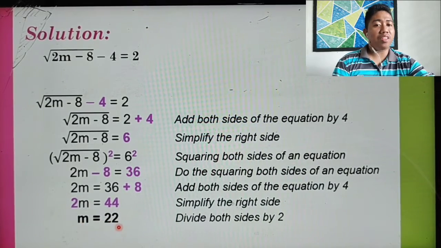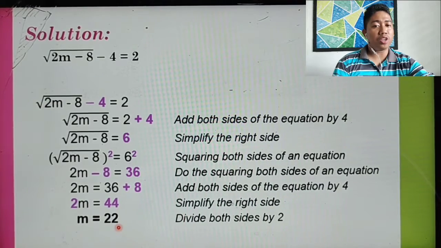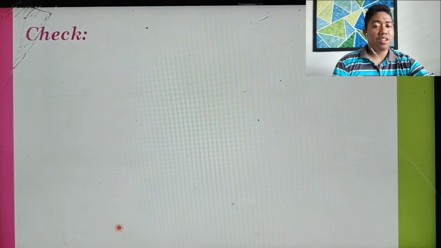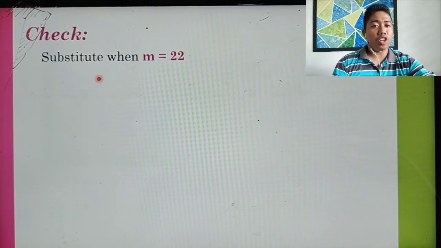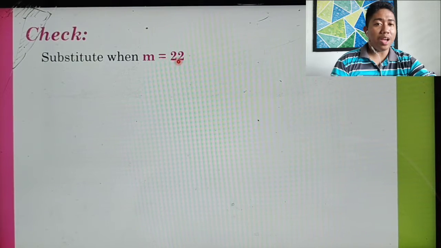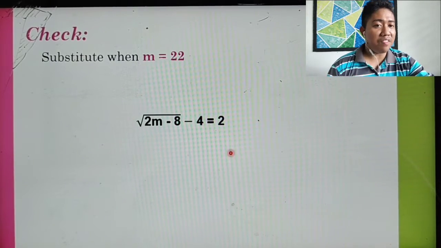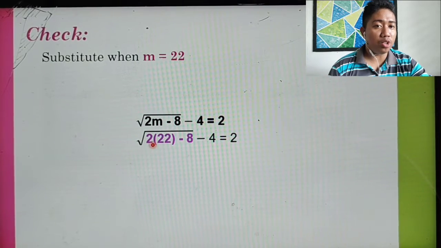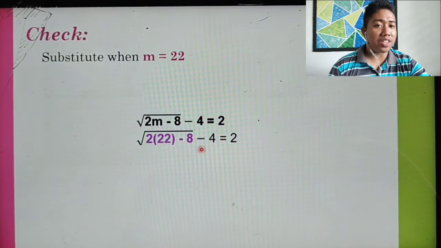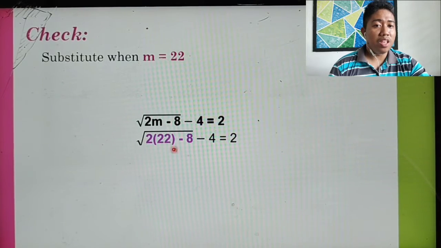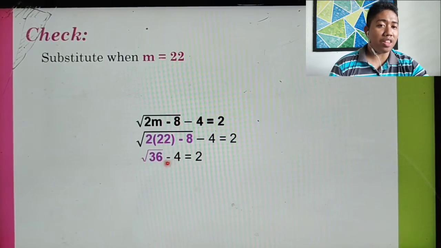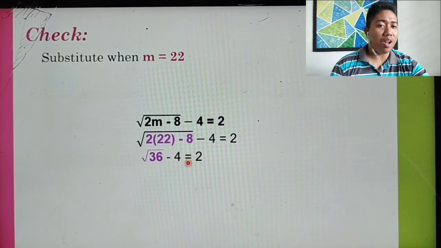So let's find out if the given solution, the value of m, when you substitute it, satisfies the statement. To check that, we need to substitute when the value of m is equal to 22. So here is the given equation, and then you will substitute m equals 22. So square root of 2 times 22 minus 8, minus 4 is equal to 2. So then simplify inside the radical. 2 times 22 becomes 44, minus 8. So that is square root of 36, minus 4 is equal to 2.